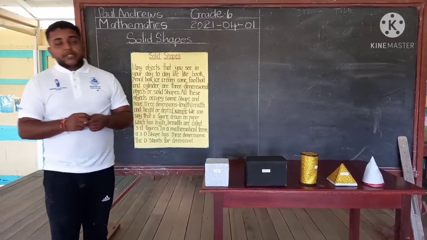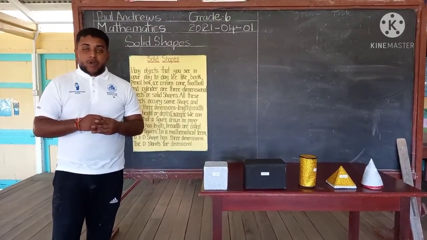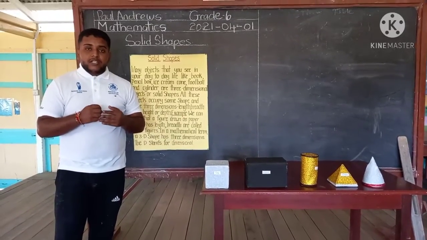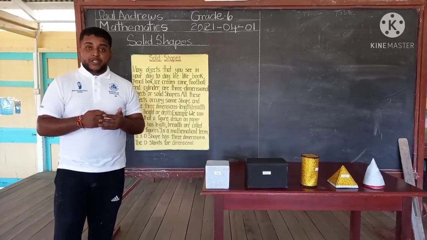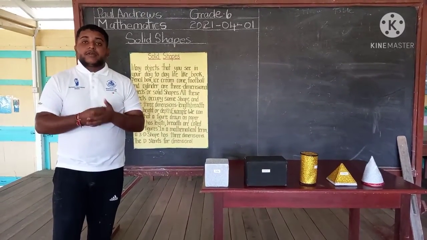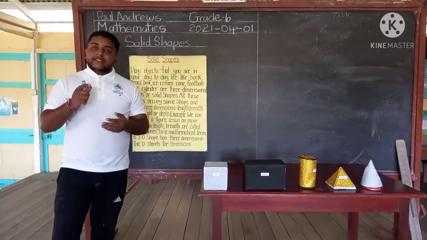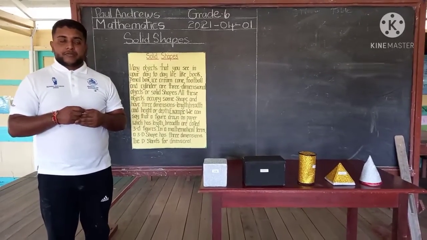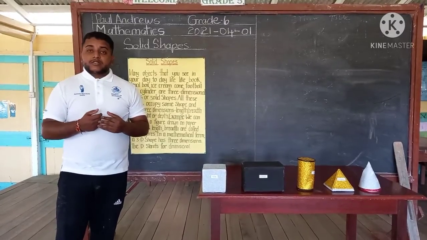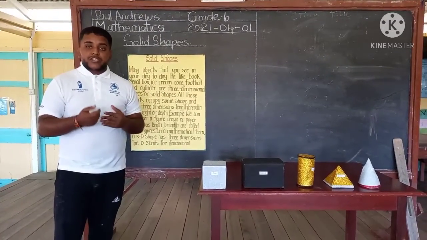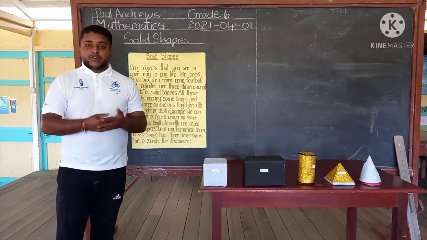Pauline, I want you to name me another one in the classroom. Chalk box. Yes. And what solid shape does the chalk box represent? Yes, very good. A cuboid. Give Pauline a round of applause. Paul, name me another one inside the classroom. Yes, the water bottle. And the water bottle represents which solid shape, Paul? Yes, the cylinder. Good boy, good boy.